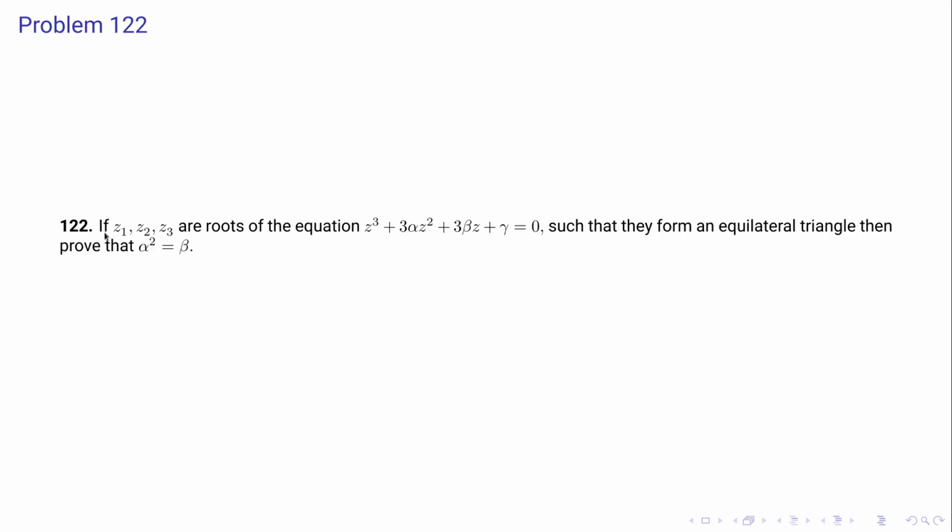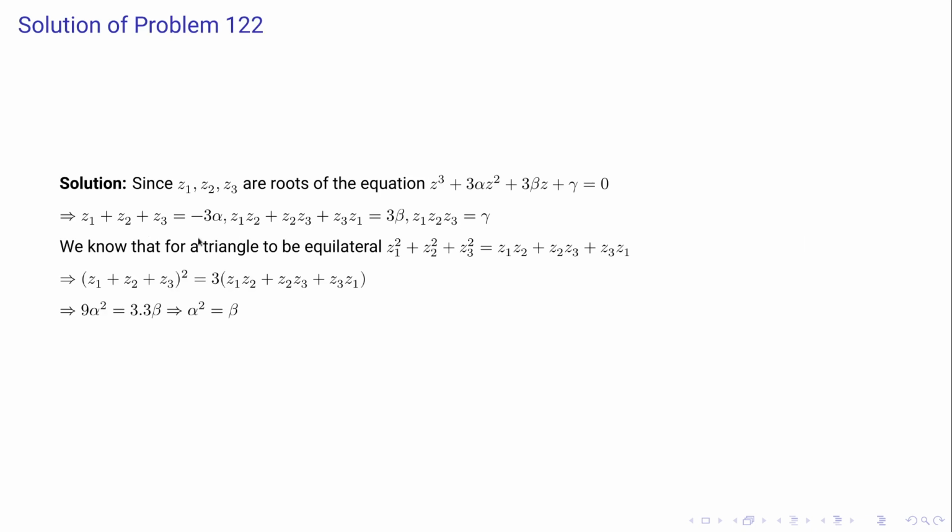Problem 122 says that if Z1, Z2, Z3 are roots of the equation Z cube plus 3 alpha Z square plus 3 beta Z plus gamma is equal to 0 such that they form an equilateral triangle, then prove that alpha square is equal to beta. So we are given that Z1, Z2, Z3 are roots of this equation, that is Z cube plus 3 alpha Z square plus 3 beta Z plus gamma.